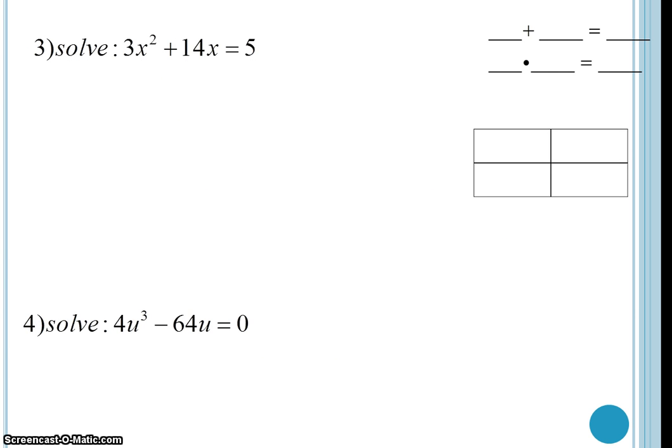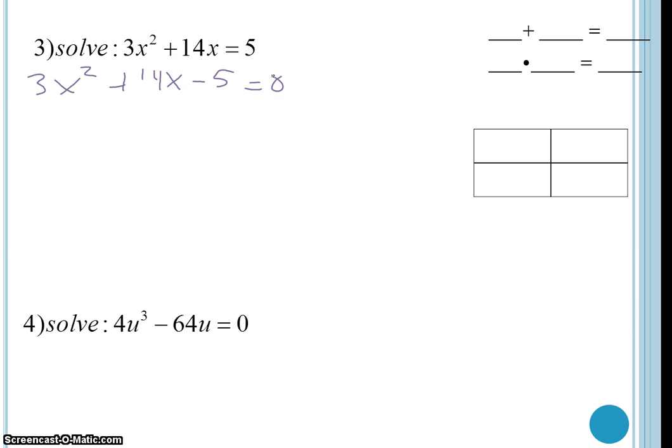So let's factor these two. I'm going to bring all terms to one side of the equal sign. So I'm going to subtract 5 from the other side. So I end up with 3x squared plus 14x minus 5 equals 0.